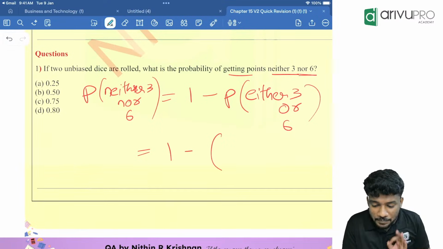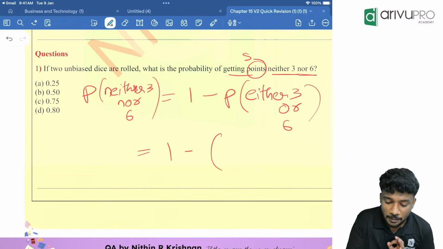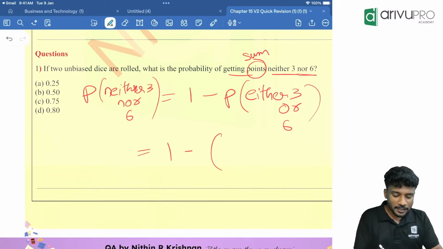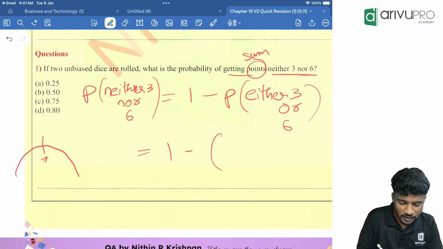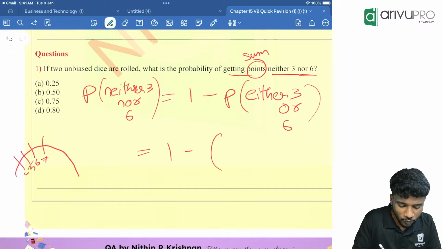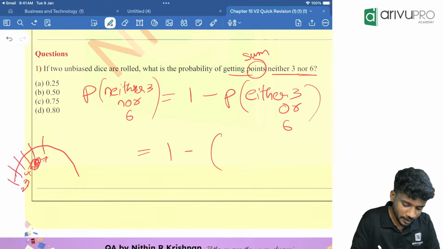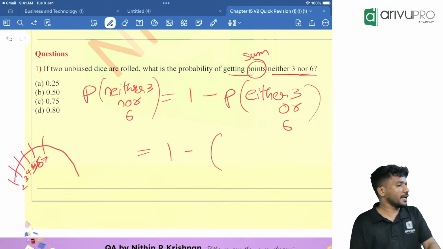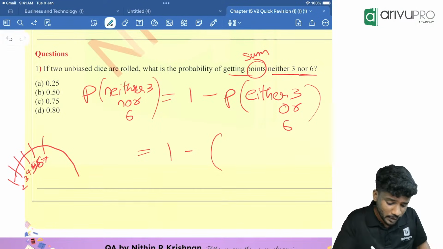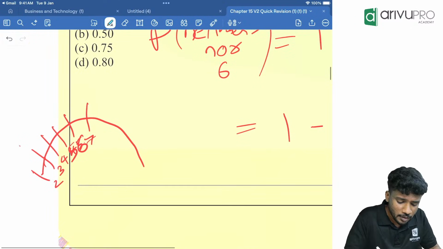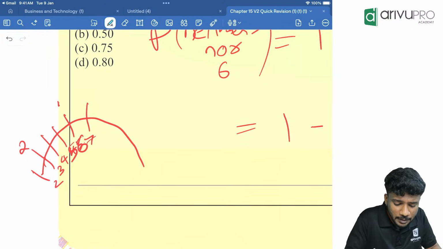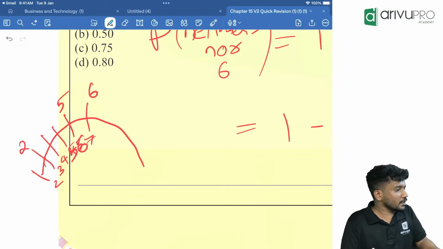Getting points means getting a sum. For a sum of 3, how many times should we check? 7 is here, then 6, 5, 4, then 3. Likewise, 3 is happening how many times? 2 times. Then 6 is happening how many times? 5 times, because 6 will be here, then 5 will be there.